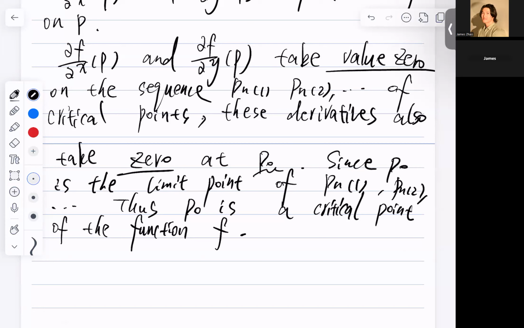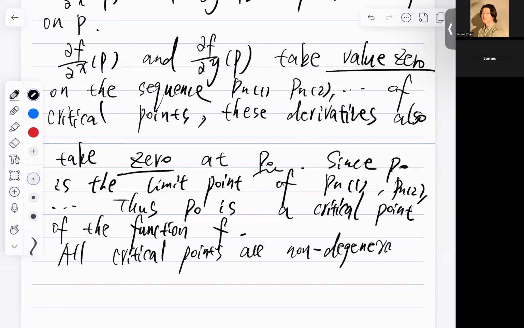What does that mean? That means all critical points are non-degenerate and isolated. Well, it doesn't mean that. We're just restating what a Morse function implies for our critical points. That's not what the previous meant. This is just something that we already know because we have a Morse function.